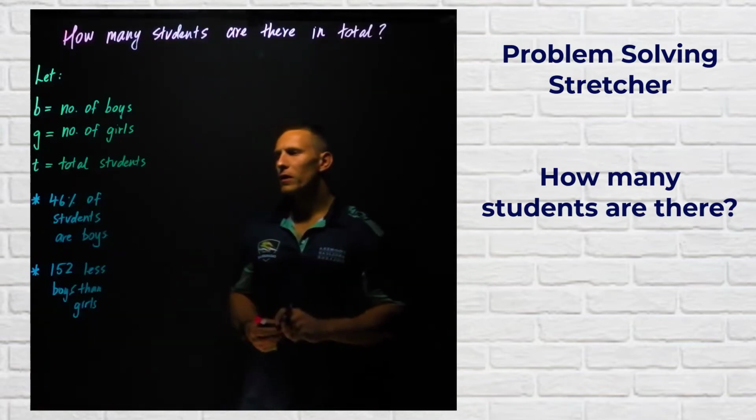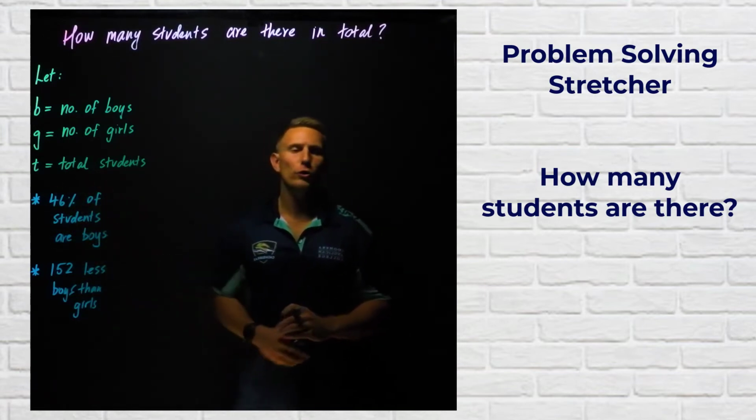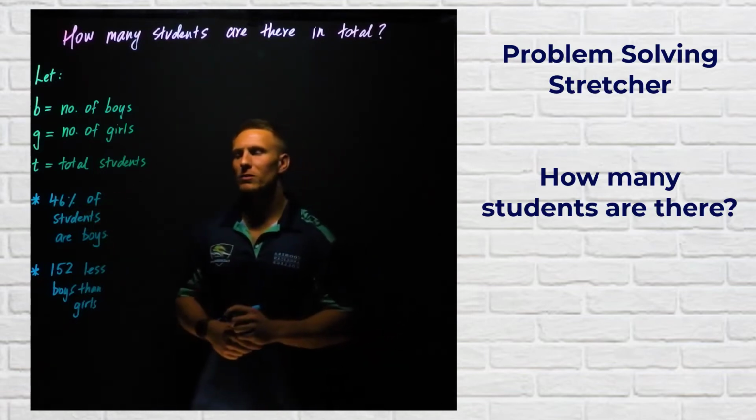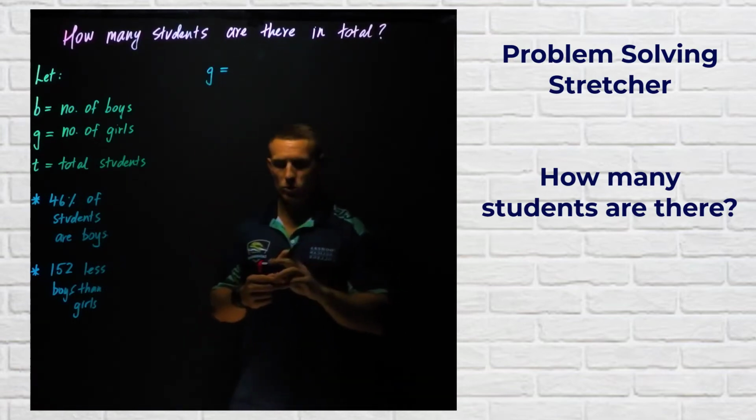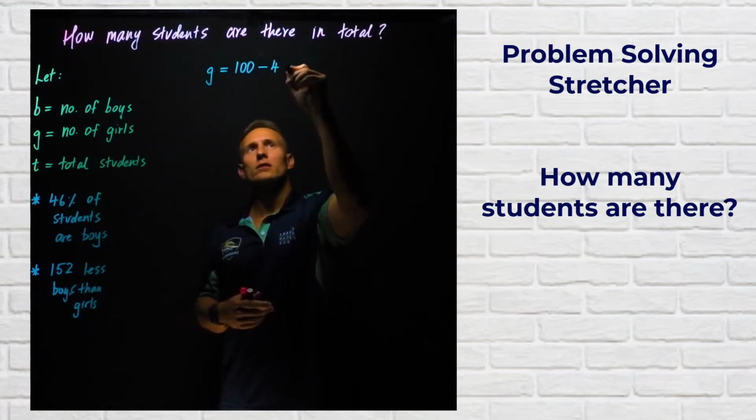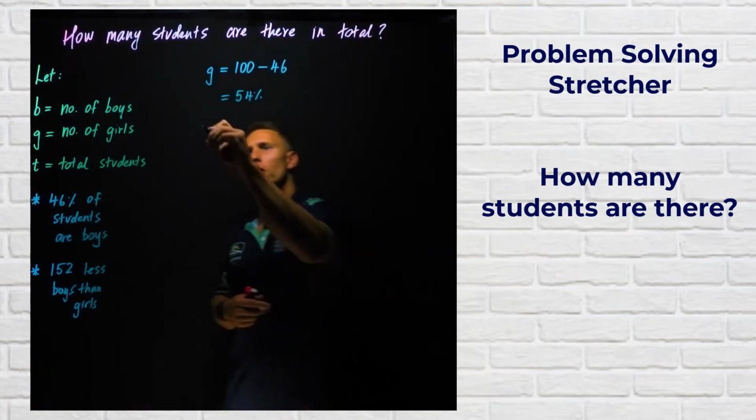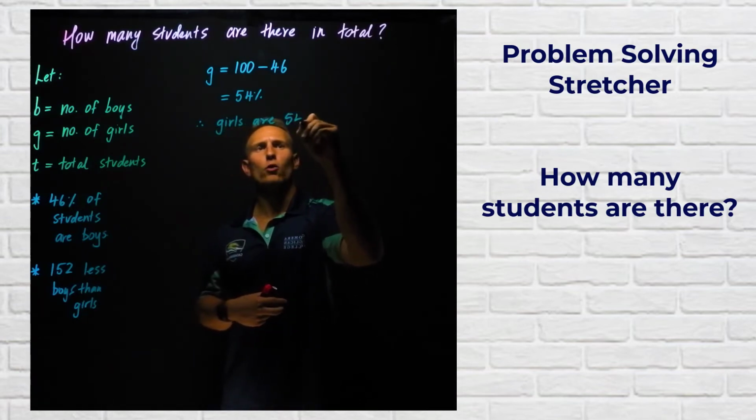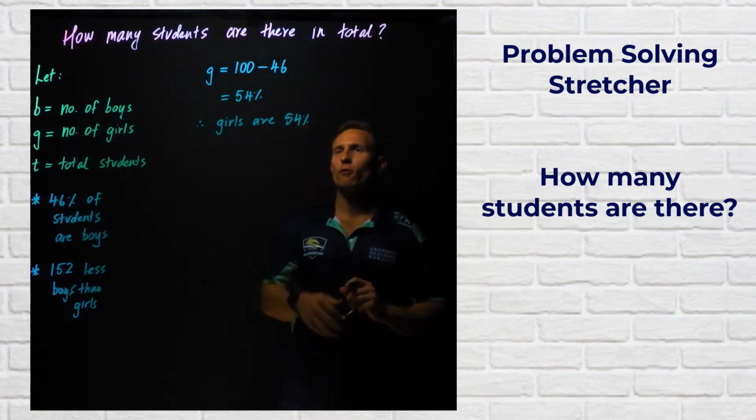Okay, so the first thing we need to do for this question is work out the percentage of girls. We've been told that 46% of the students are boys. I'm going to say that the percentage of girls is G. So we're going to do 100 take away 46, and that's going to give us 54%. So girls are 54%, and 46% are boys.